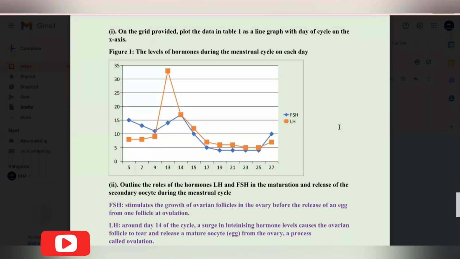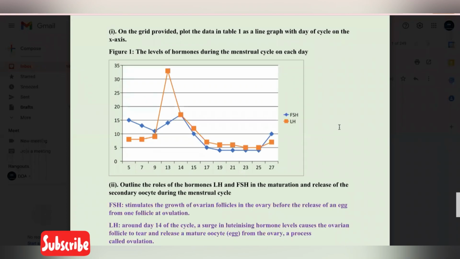And the corresponding question here says, on the grid provided, plot the data in Table 1 as a line graph with the day of the cycle on the x-axis. And I used my Excel app to plot a beautiful graph here. Always remember your title. That's a whole 1 mark there, right? So you put an appropriate title, Figure 1, the levels of hormones during the menstrual cycle.